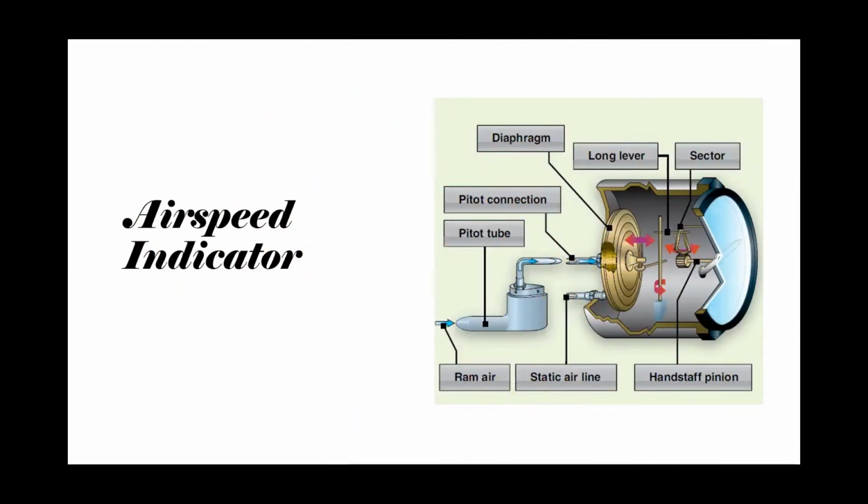This is your airspeed indicator. Airspeed is indicated by the ram air being forced through the pitot tube and into the diaphragm. The diaphragm expands, turning some levers and some sectors, and also the handshaft pinion, which would point to whatever airspeed the aircraft would be at.